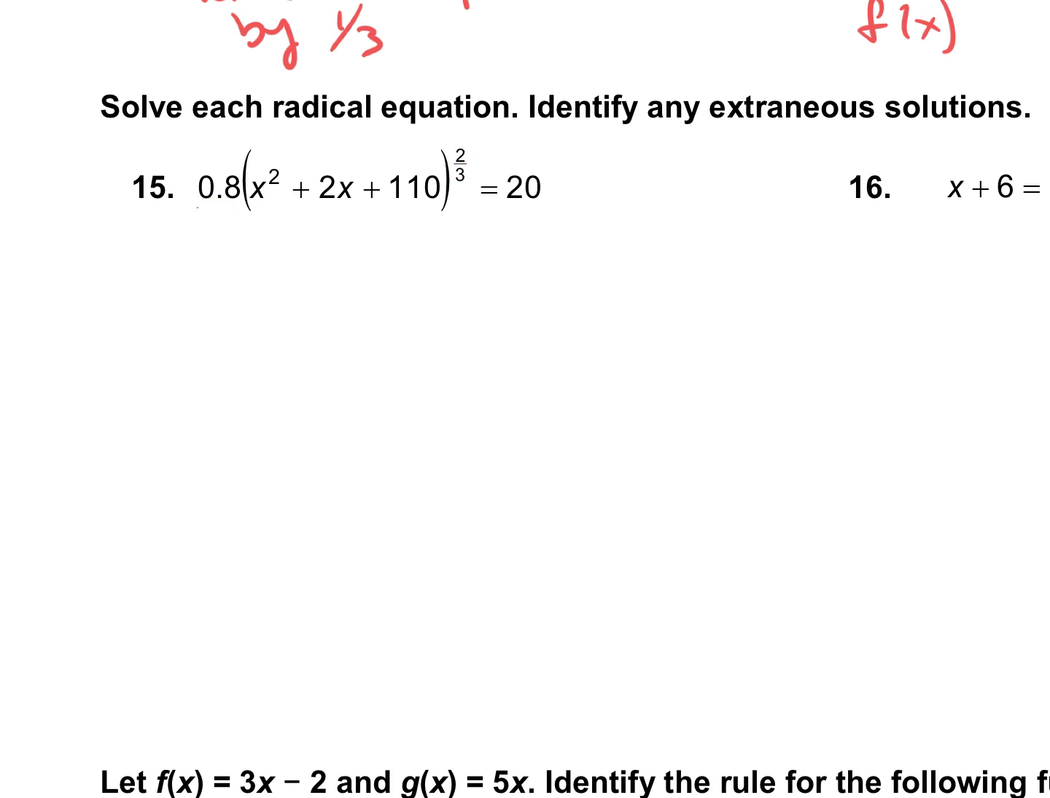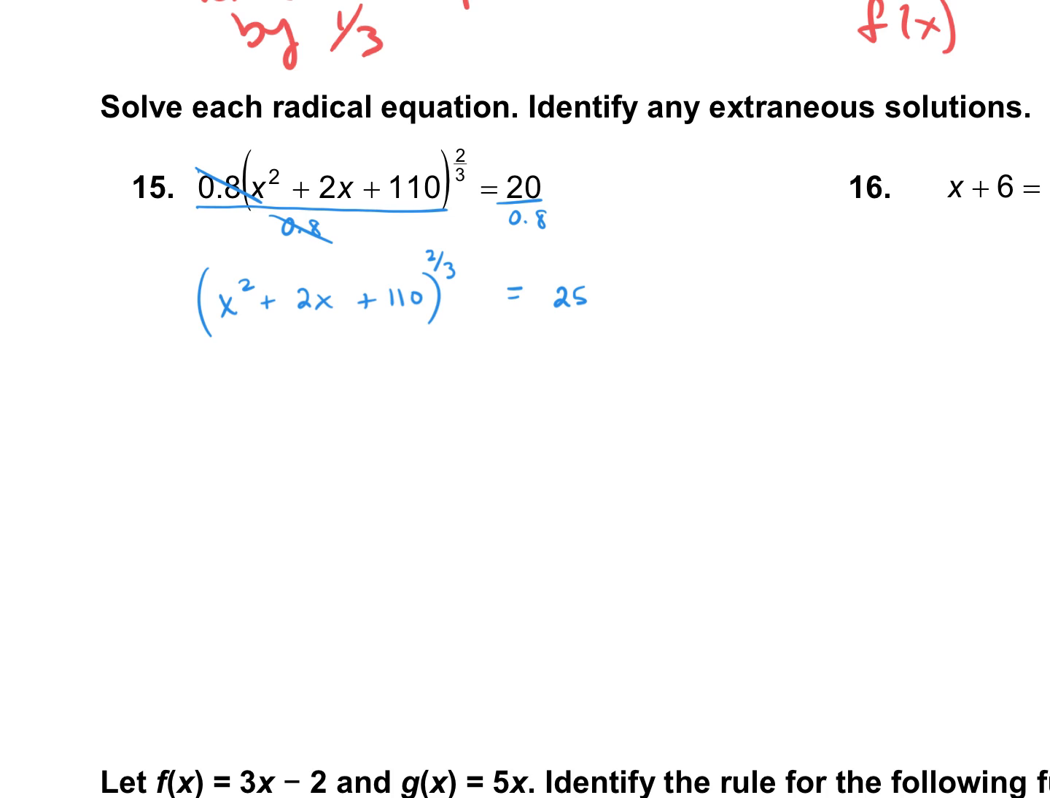So we're going to divide both sides by 0.8 first. 0.8 divided by 0.8 is 1, which is why it reduces. We're going to carry down our x squared plus 2x plus 110. Let's not forget that is being raised to the 2/3 power. And that equals whatever 20 divided by 0.8 is. I know it's going to be a bigger number because a lot of 0.8s will fit into 20, and that actually gives us 25.